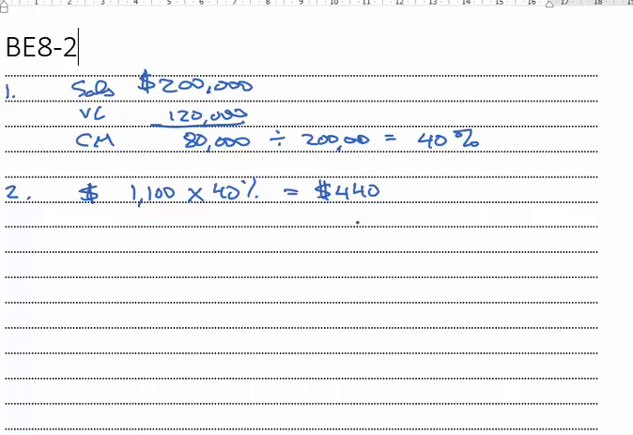$440. So now we know that it's got a positive net income already, 80,000 contribution margin here, less the total fixed costs of 65,000. So its net income right now is 15,000. If it sells $1,100 more, its 15,000 net income will go up by 440. And that concludes Brief Exercise 8-2, and we'll continue on with the rest of the lecture in the next part.